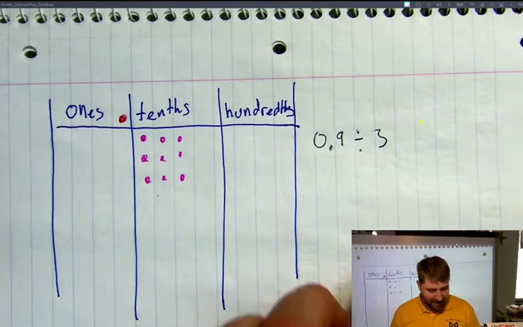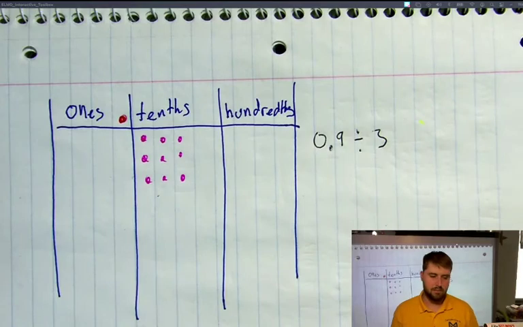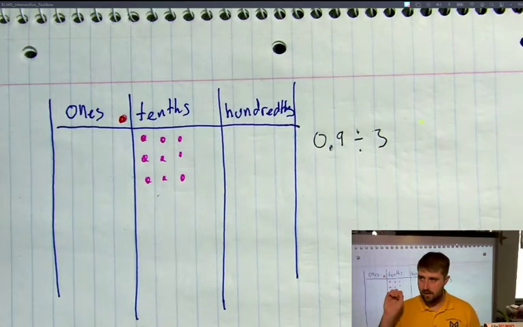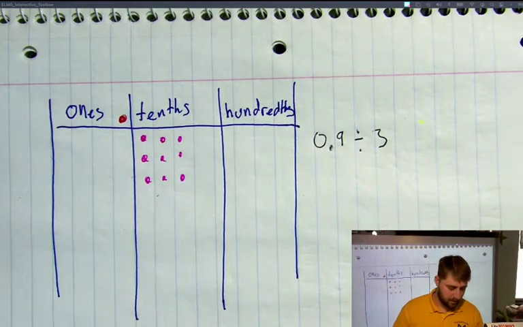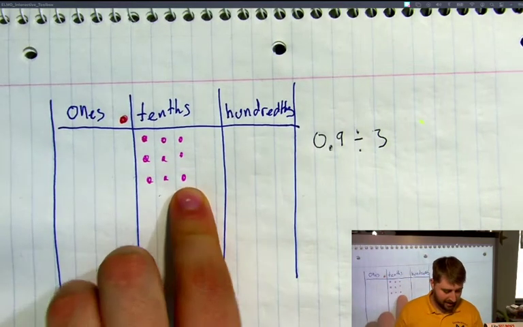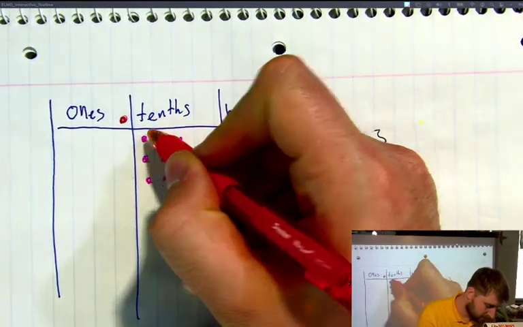So now we are dividing this into 3 groups. We're taking our decimal and dividing it into 3 groups. Now, just like if we were taking a whole number and dividing it into 3 groups, we're going to take the dots in our tenths and divide them into 3 equal groups.